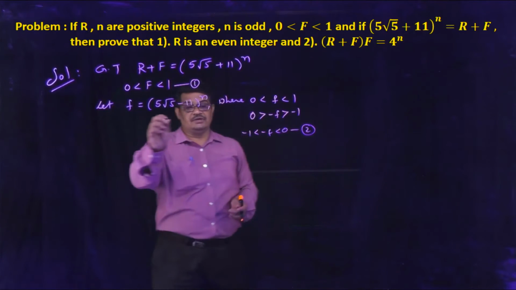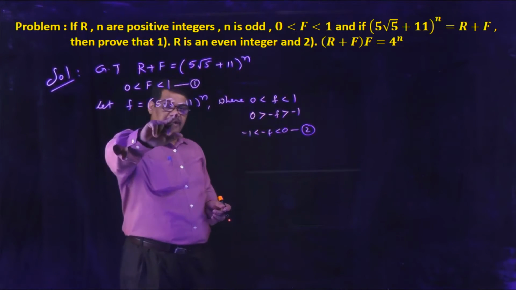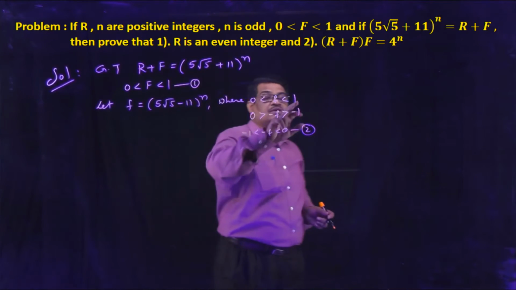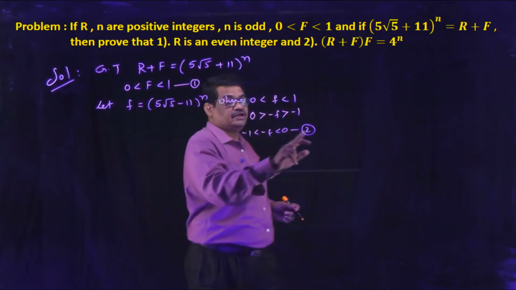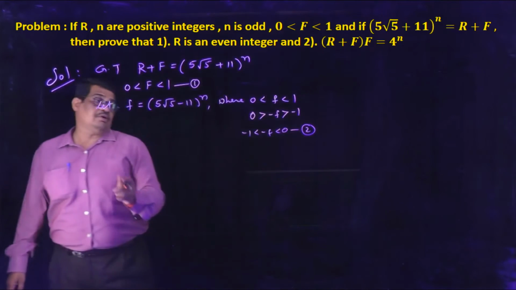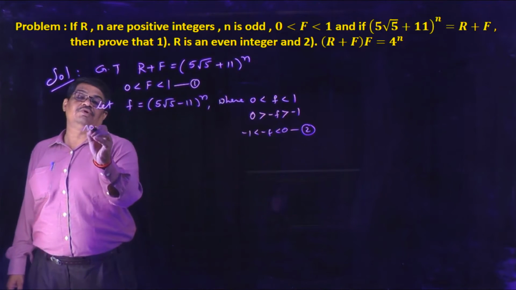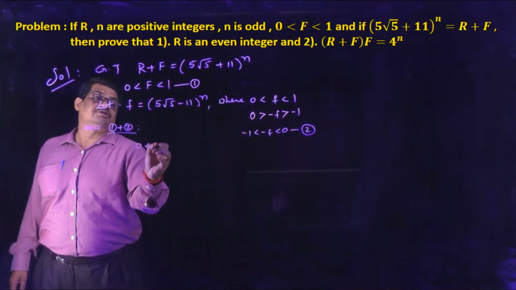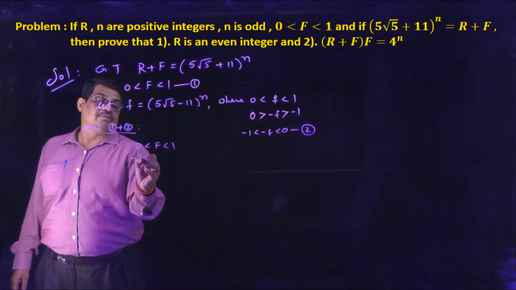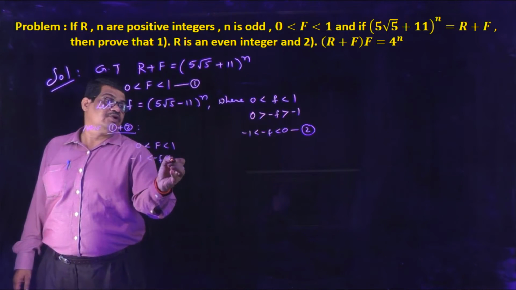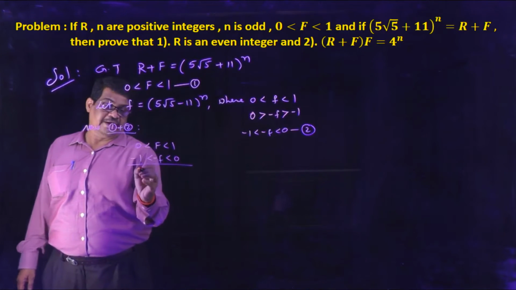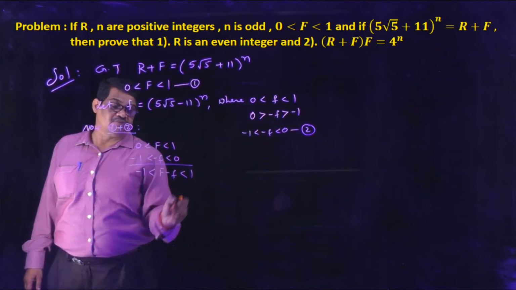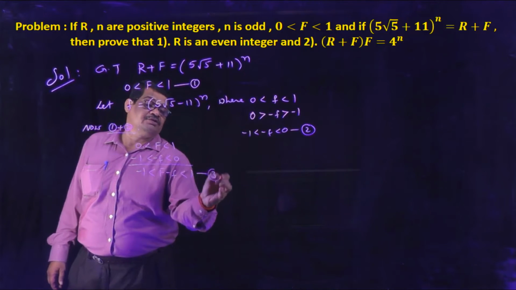Now we are assuming that f is equal to 5 root 5 minus 11 to the power of n, where this small f lies between 0 and 1. Now we are multiplying with minus, then we are getting equation 2. Now we are adding equations 1 and 2. Now 1 plus 2, that is here 0 less than F less than 1 and here minus 1 less than minus f less than 0. Then we are adding these two, we are getting minus 1 less than capital F minus small f less than 1. So this is equation 3.